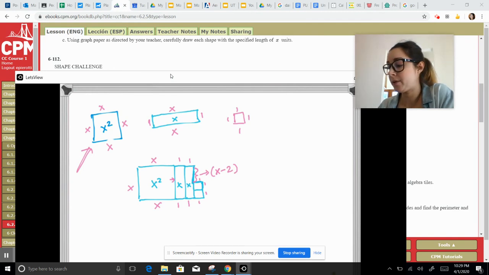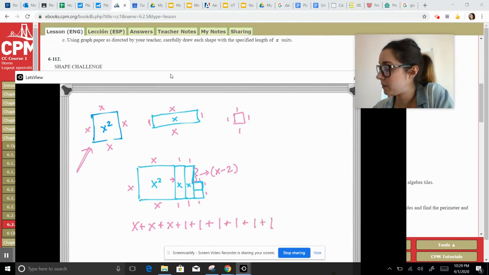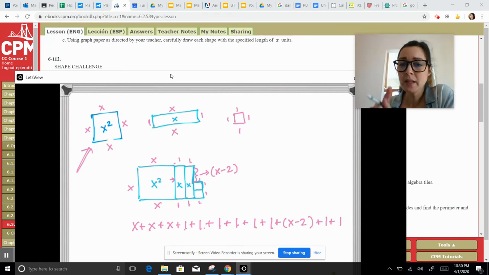Just to show you, if we were going to add up the total perimeter, this would be x plus x plus x plus 1 plus 1 plus 1 plus 1 plus 1 plus 1 plus x minus 2 plus 1 plus 1. Let me make sure I got enough ones. 1, 2, 3, 4, 5, 6, 7, 8. 1, 2, 3, 4, 5, 6, 7, 8. Yep. Okay.